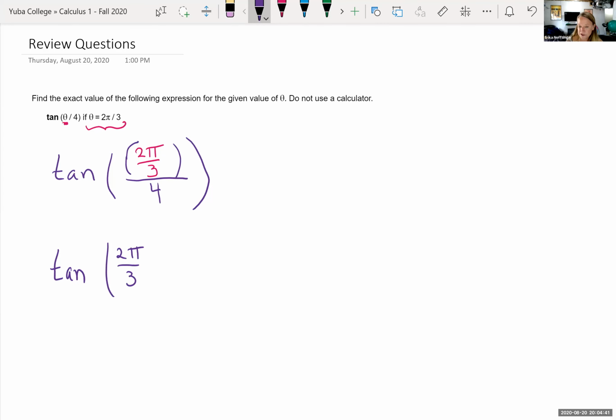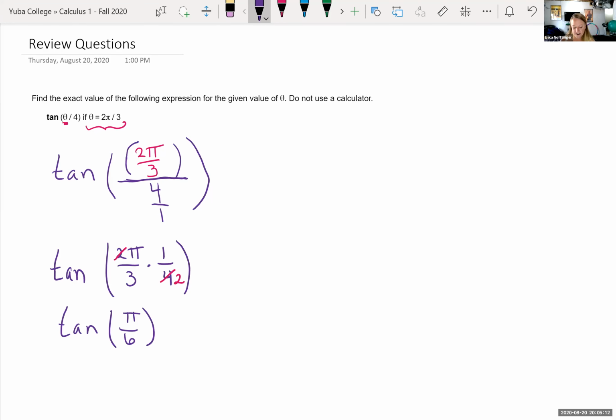So you have 2 pi thirds, which is our numerator. Think of this as divided by 4. Another way of thinking of division with fractions is you're invert multiplying. So we can think of this as times 1/4, just to save some time. I can reduce this. I noticed that 2 is in common in the numerator and denominator. And so I get that this is actually tangent of pi in the numerator and 6 in the denominator.